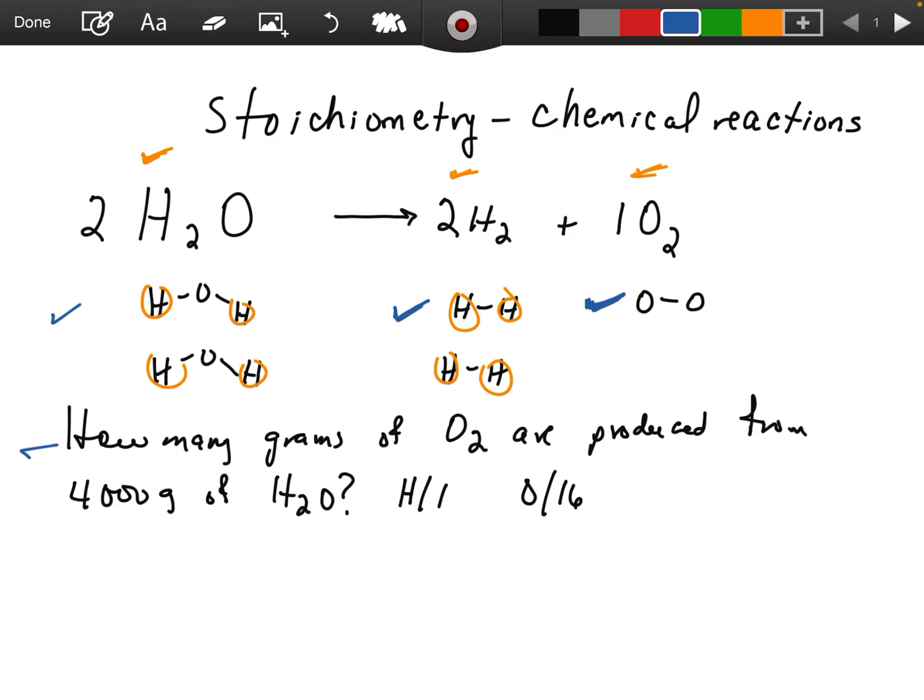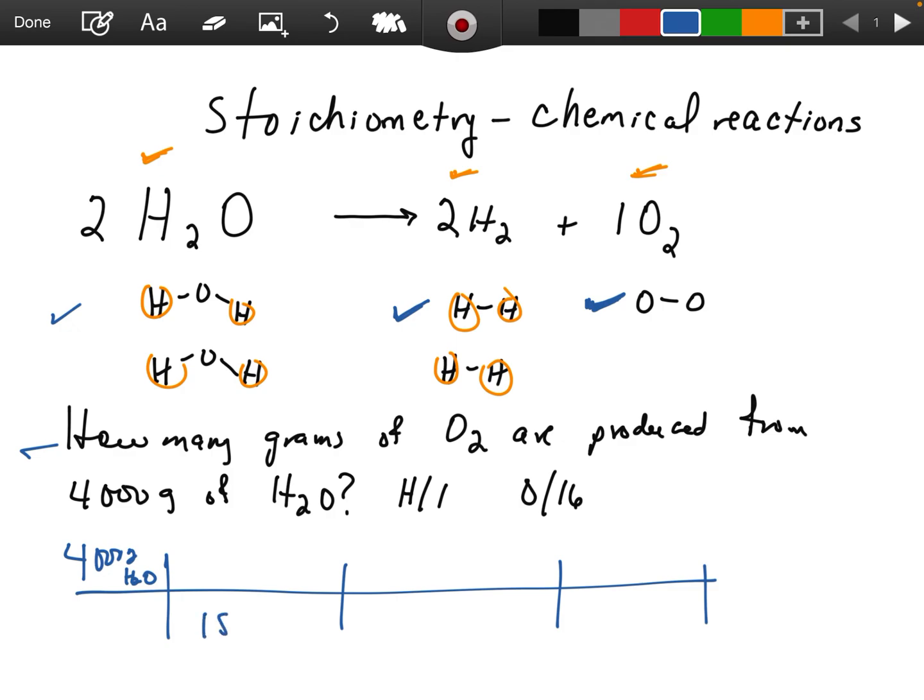Question. How many grams of O2 are produced from 4,000 grams of H2O? It's going to be 4 steps. 4,000 grams of H2O. And then the next step is to add up and find the molar mass of H2O. It's always going to be 1 mole up there. The molar mass of H2O, discarding the 2. Do not use the 2.